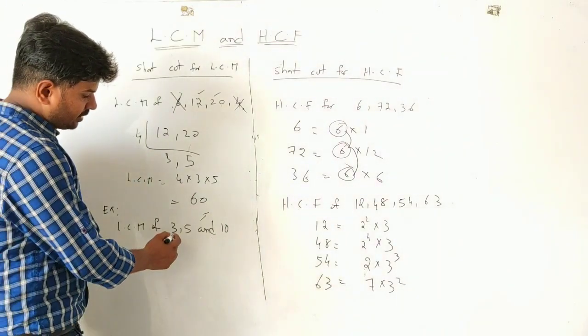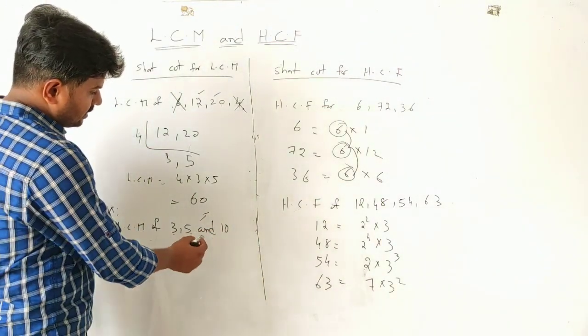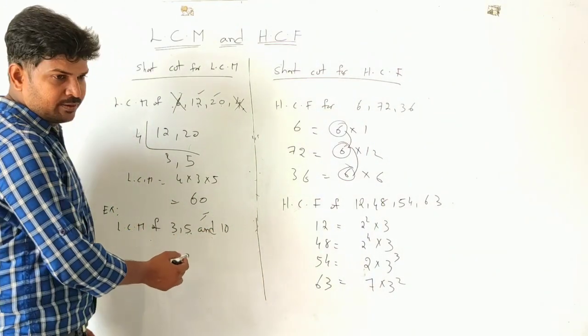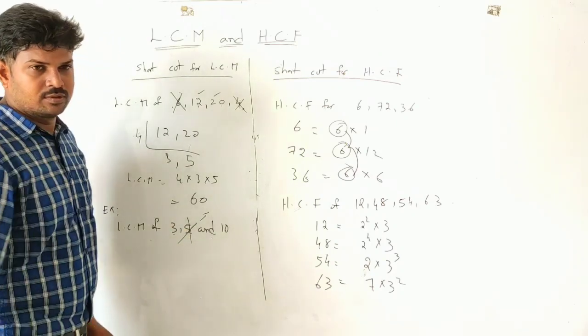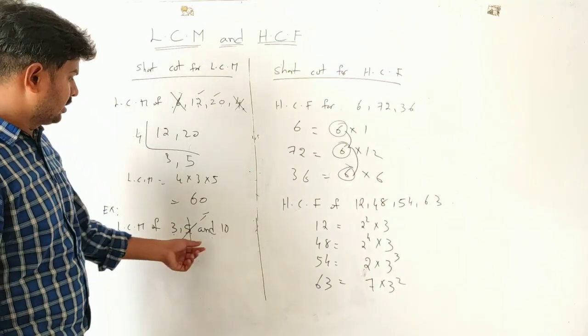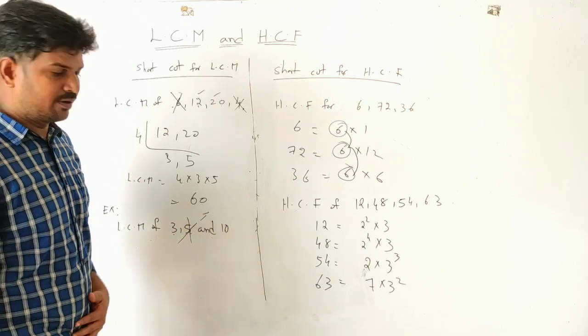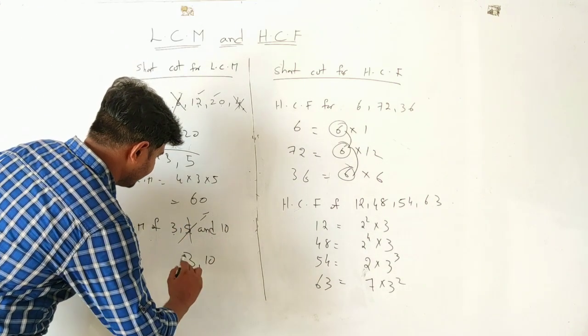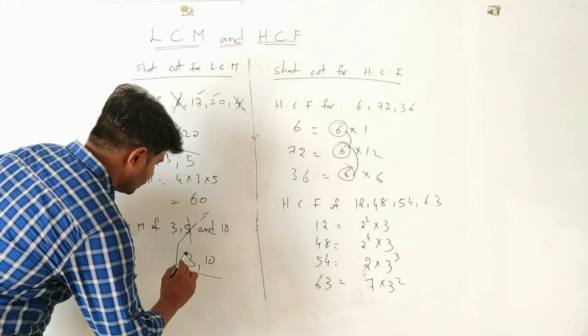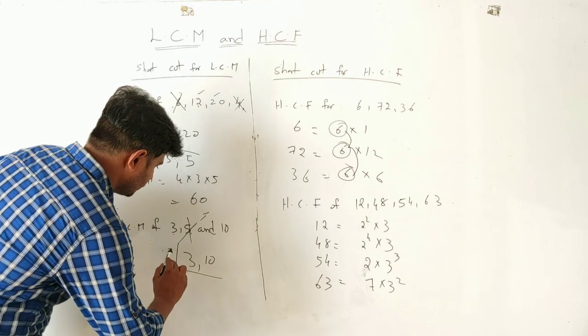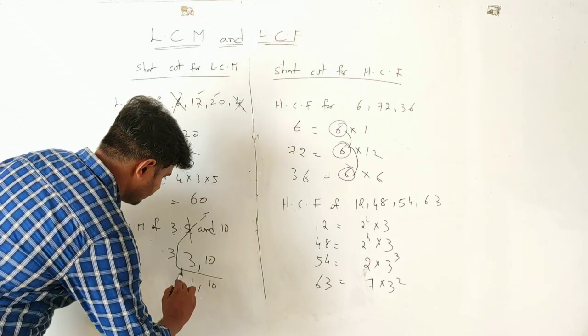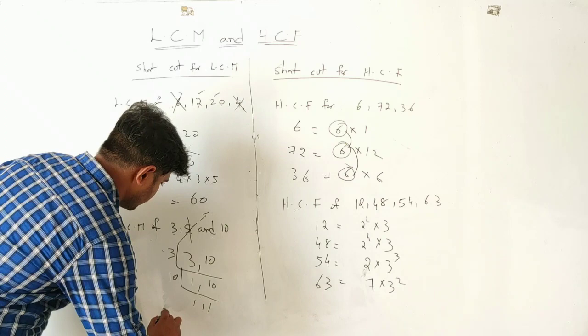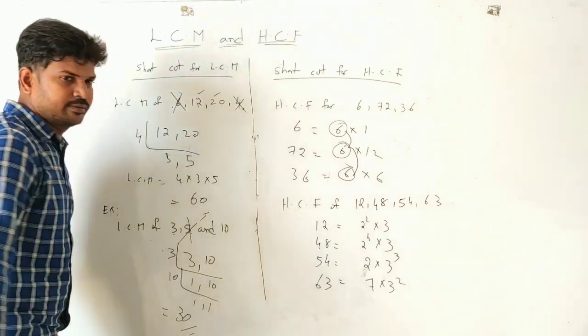Here we have the LCM of 3, 5, 10. As 10 is a multiple of 5, you have to remove 5 here. Now if you find it for only 2 numbers, that is enough for me. So LCM of 3 and 10, that is nothing but 3 into 10, so its answer is 30.